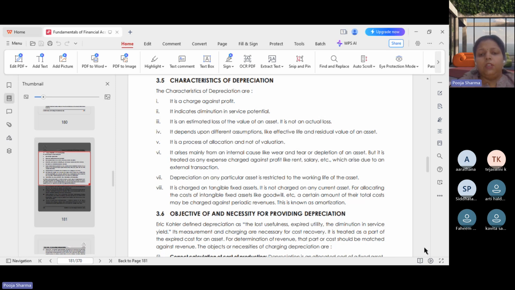Now, object of and necessity for providing depreciation. Why do we provide depreciation?